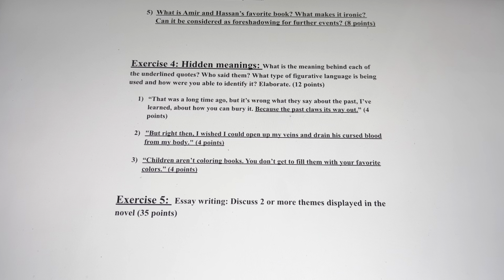And how was I able to identify it? So, one second. Basically, someone can identify this because Amir can't actually open his veins and drain his cursed blood out of his body, but the point of exaggeration elaborates how much Amir hates him and how angry he is, and hyperbole is the point of exaggeration. So that's why we can explain how this is exaggerated, and then we can say it's a hyperbole.